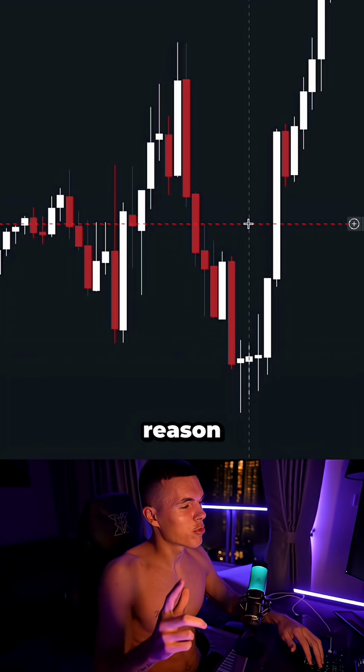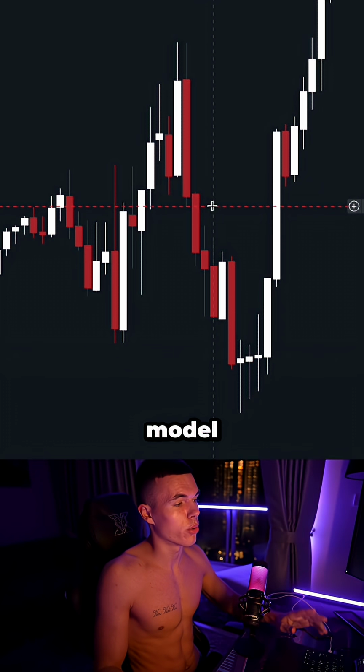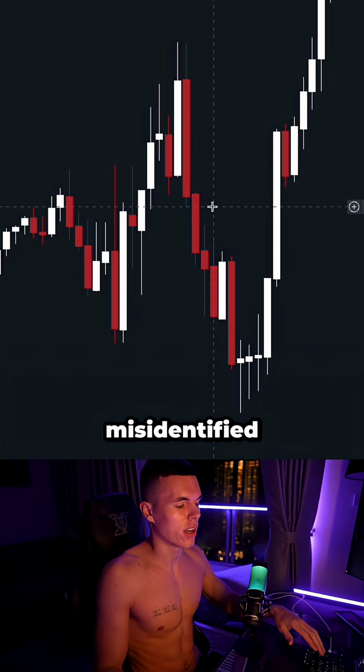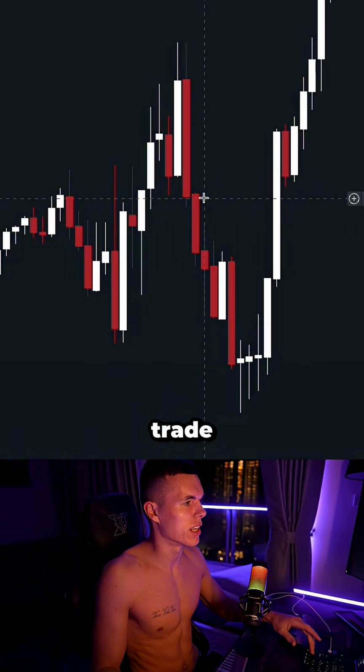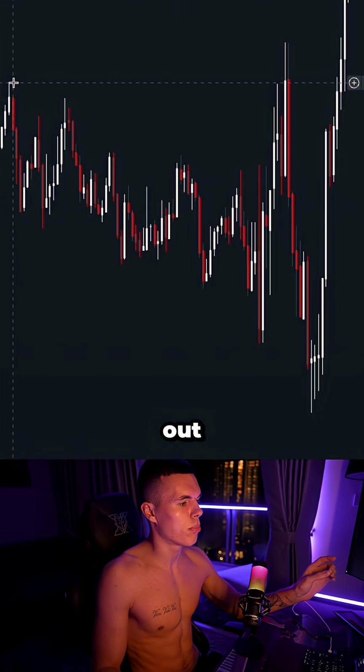Here is the exact reason why today many ICT traders who study the 2022 model actually lost money. They misidentified a few key aspects from this trade. Going into the AM session, you can very clearly see that price has taken out points of buy side to the left.